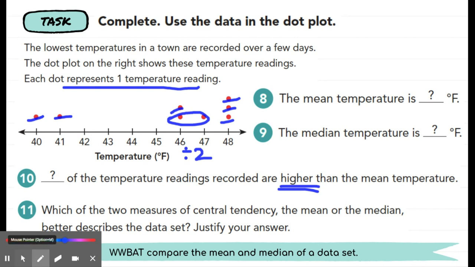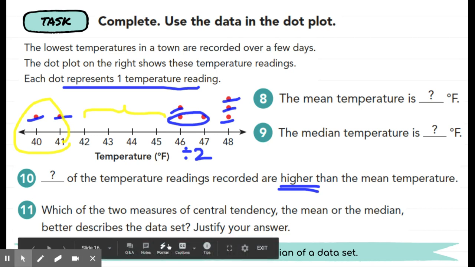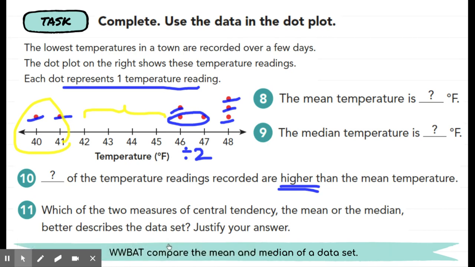Lastly, it asks which of the two measures of central tendency, the mean or the median, better describes the data set. And just like the question earlier, there are 2 values that are outliers. So there is a big gap between them and the other information. So you have to carefully decide whether they justify what the majority of data is about. I'm going to give you some time to pause the video, and I'll see you in a moment.